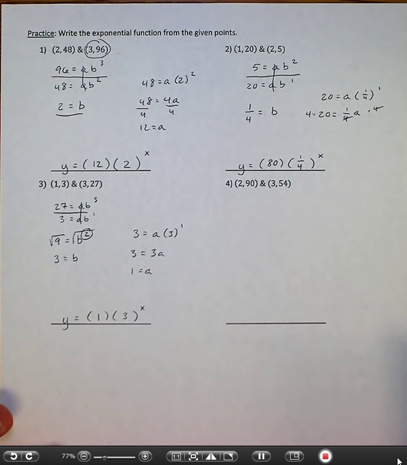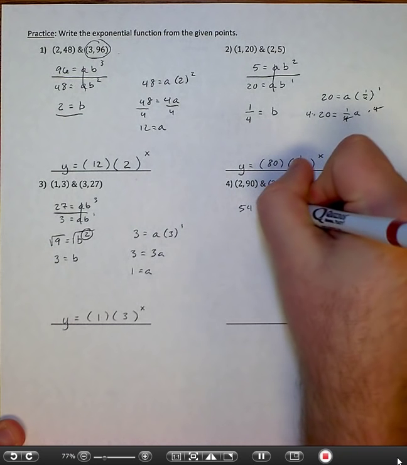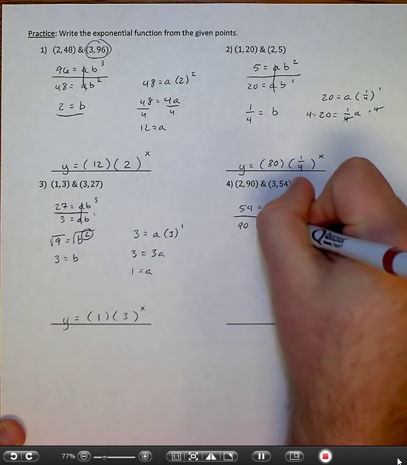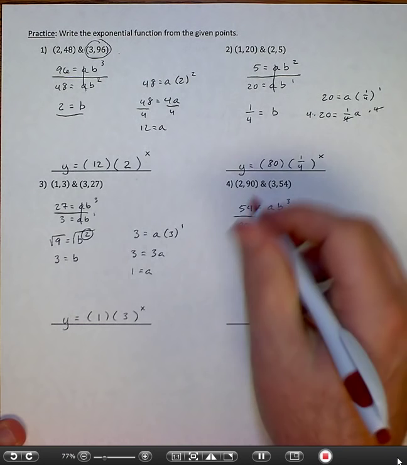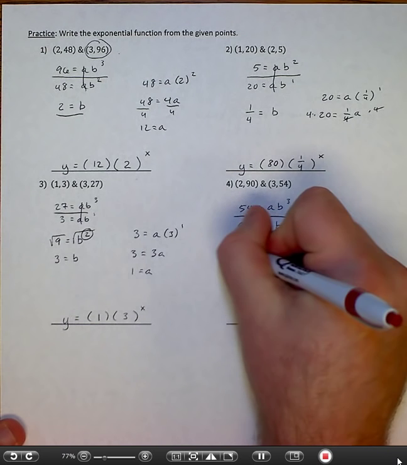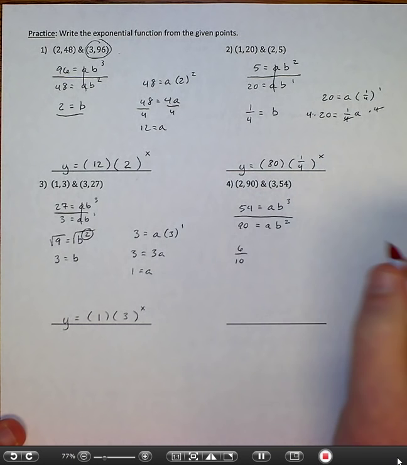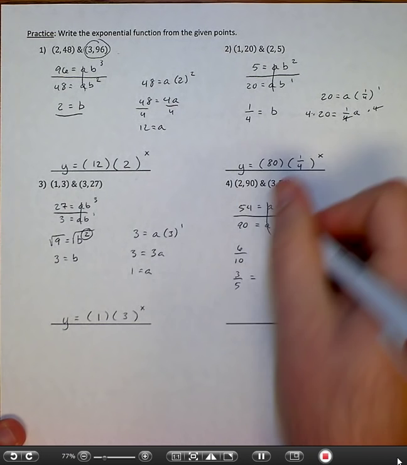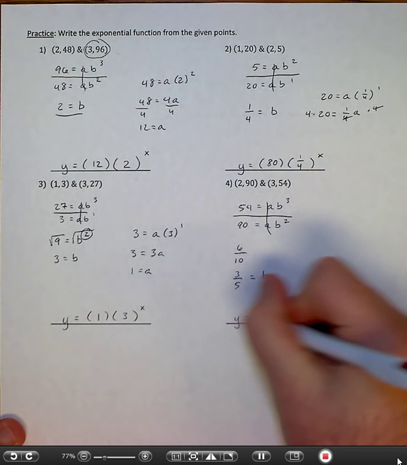One more. 54 equals ab to the third. 90 equals ab to the second. 54 divided by 90. I know I can take 9 out. So 6. And 90 divided by 9 is 10. I can go a little further. 3/5, right? Equals more b's on top by 1. So b is 3/5.